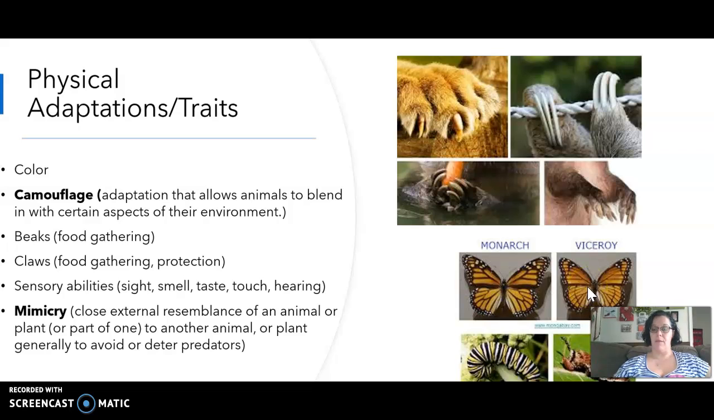So why would a viceroy want to look like a monarch? Because monarchs don't taste very good. So it wants to survive. It looks like a monarch, and so birds will avoid eating the viceroy.